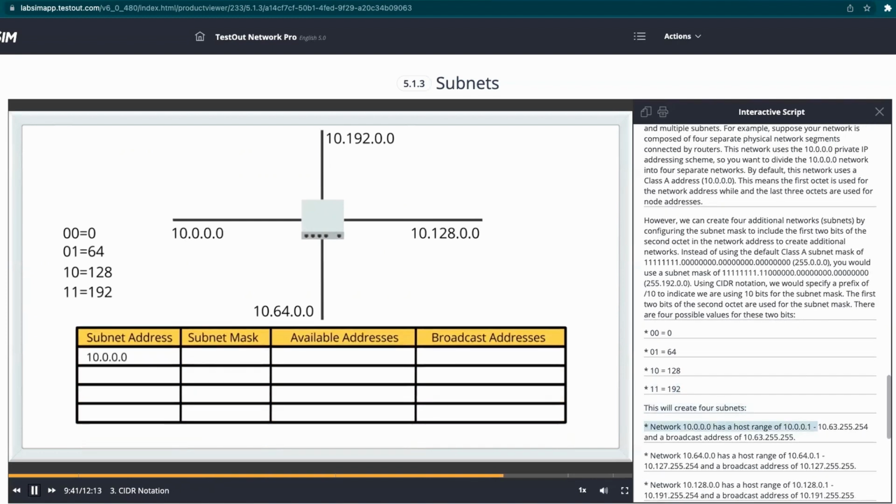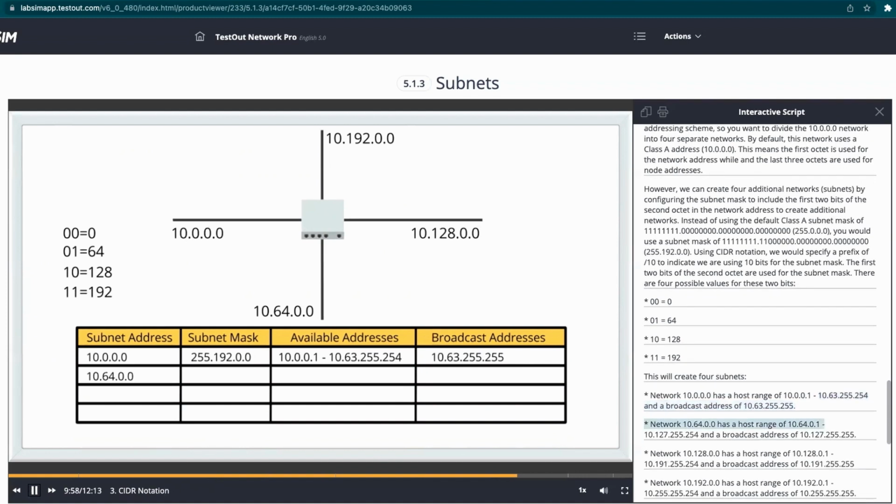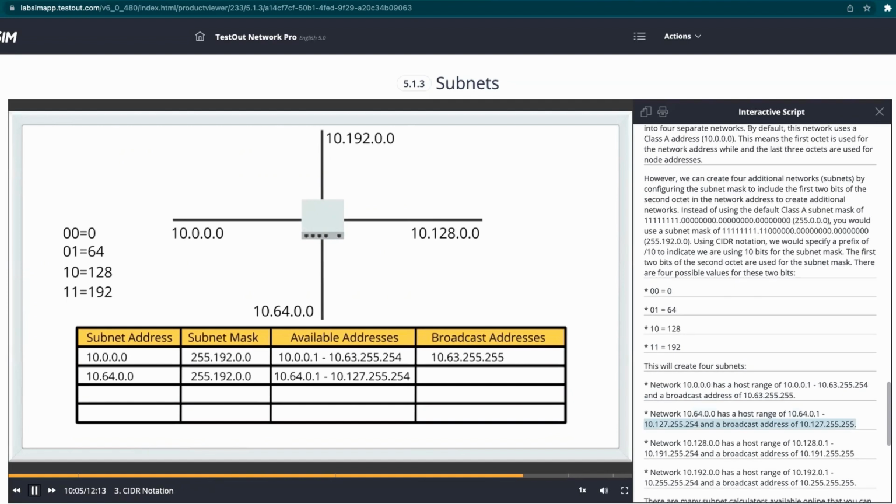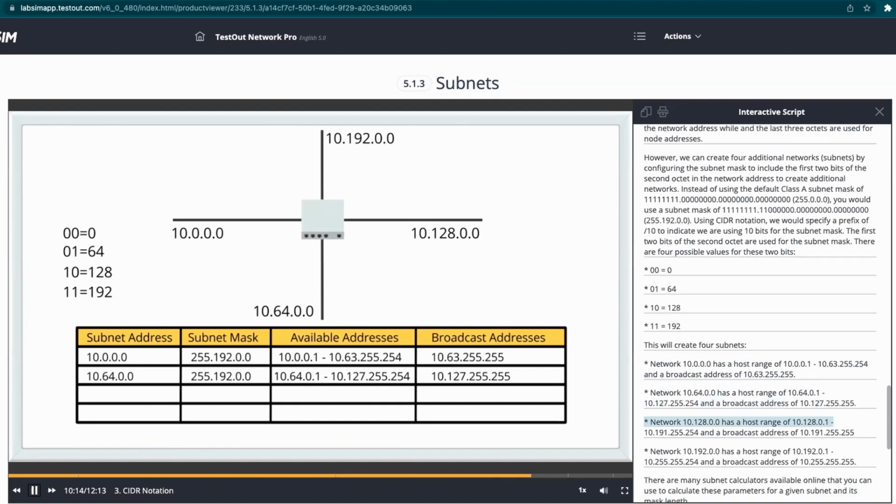Network 10.0.0.0 has a host range of 10.0.0.1 through 10.63.255.254 and a broadcast address of 10.63.255.255. Network 10.64.0.0 has a host range of 10.64.0.1 through 10.127.255.254 and a broadcast address of 10.127.255.255.